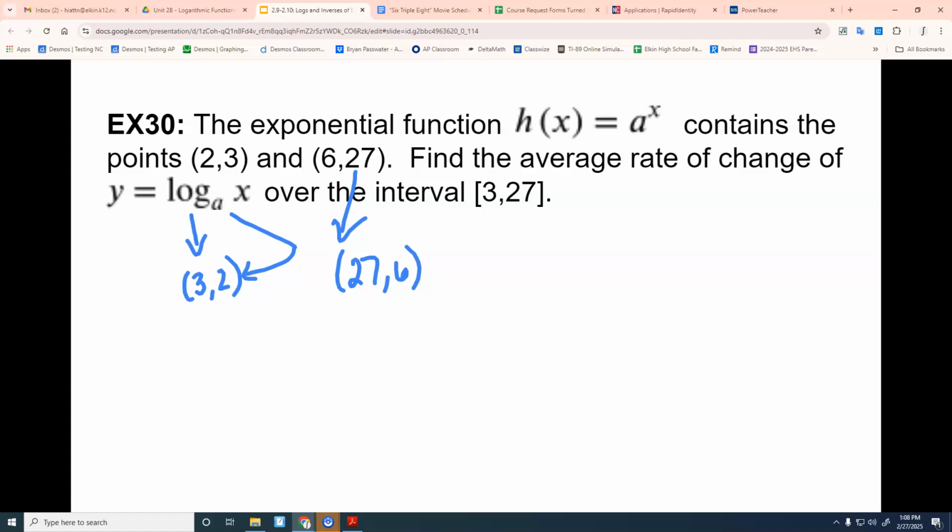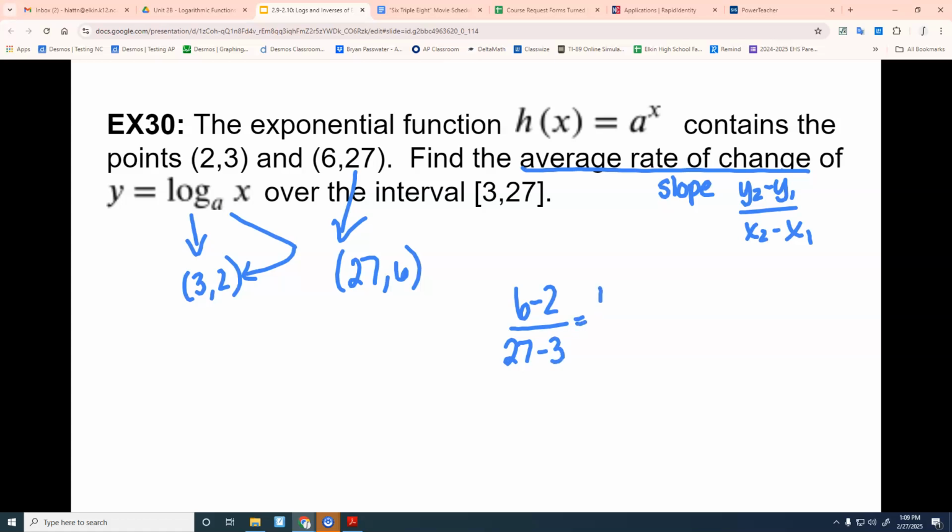Because the points that they gave you came from the exponential. And so if I want average rate of change, when I see average rate of change, what's that telling us to do? That's slope, which is y2 minus y1 over x2 minus x1. And we want to use these new points. So that'd be 6 minus 2 over 27 minus 3, which would give us 4 over 24, which could reduce to 1/6, and that would be our answer for this problem.